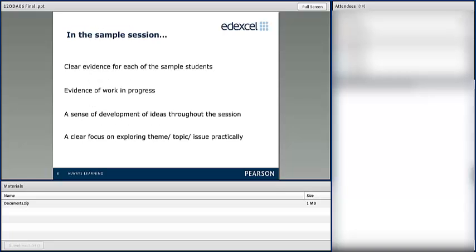And just to focus that down now on the evidence that your moderator will look at, the sample session is that vital piece of evidence. In the sample session, we're going to need clear evidence for each of the sample students.